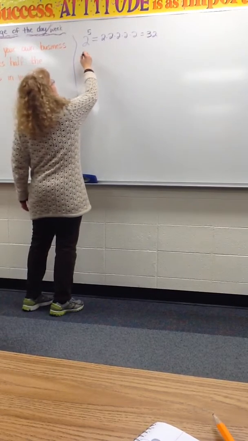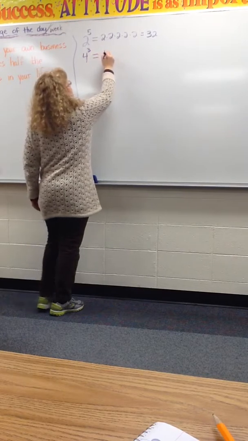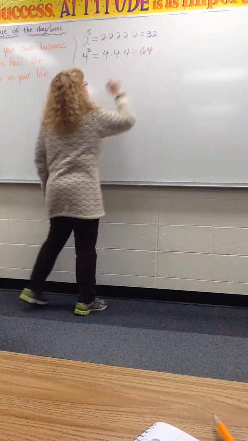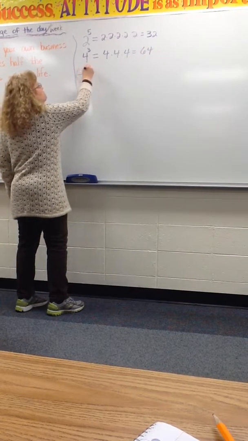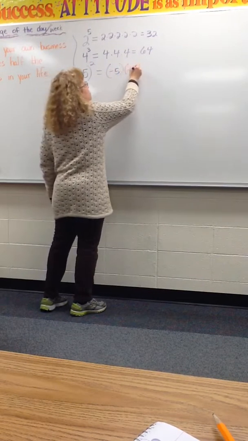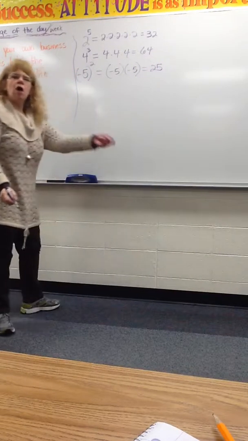And if I have, for instance, 4 to the 3rd, that's not 12, it's 4 times 4 times 4, which is 64. And if I have, let's do negative 5 to the 2nd, that means negative 5 times negative 5, which is 25. So you know that already.